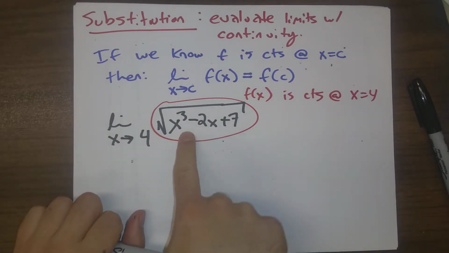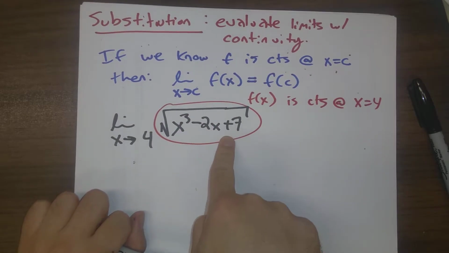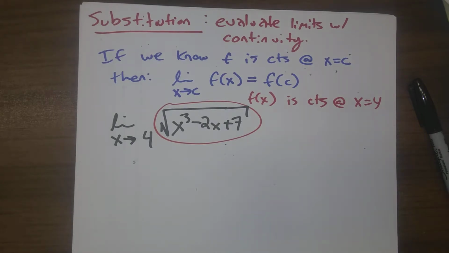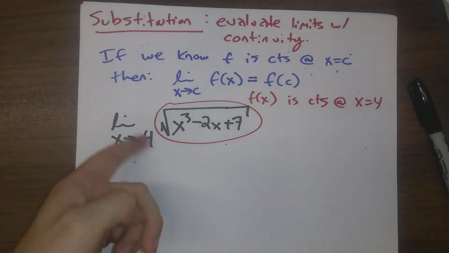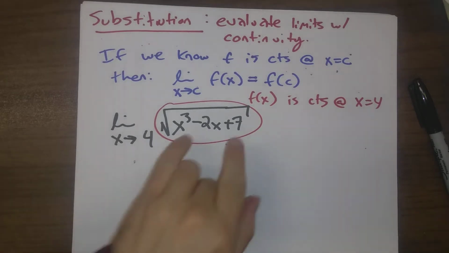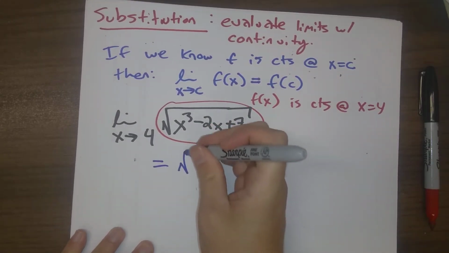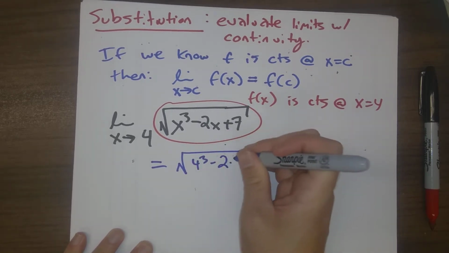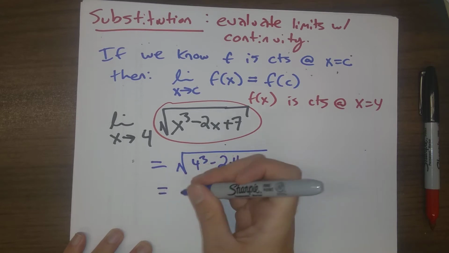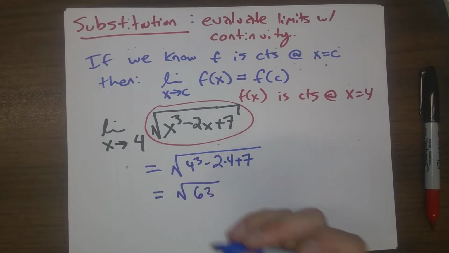Why? Well, what's underneath the square root, x cubed minus 2x plus 7, is a polynomial, so it's certainly going to be continuous. Taking a square root of that, we're doing a composition of the square root and the polynomial together, so that's going to be continuous. So the whole thing is going to be continuous. And so our answer for this limit is just to plug in 4: the square root of 4 cubed minus 2 times 4 plus 7. And that is going to be square root 63, just as we found in the previous section.